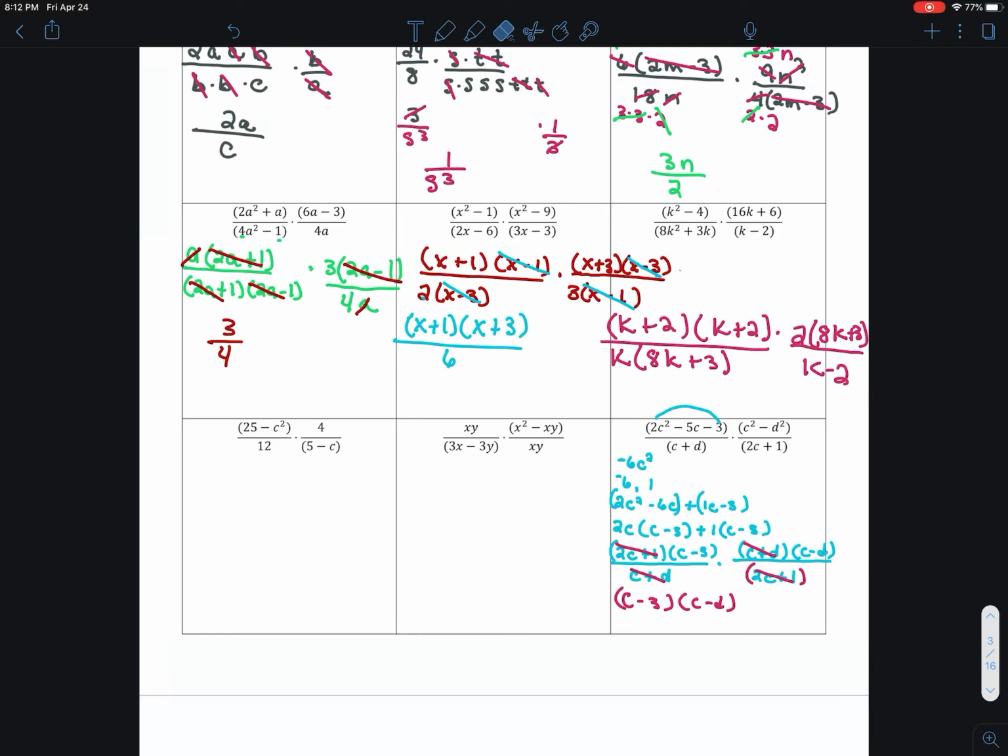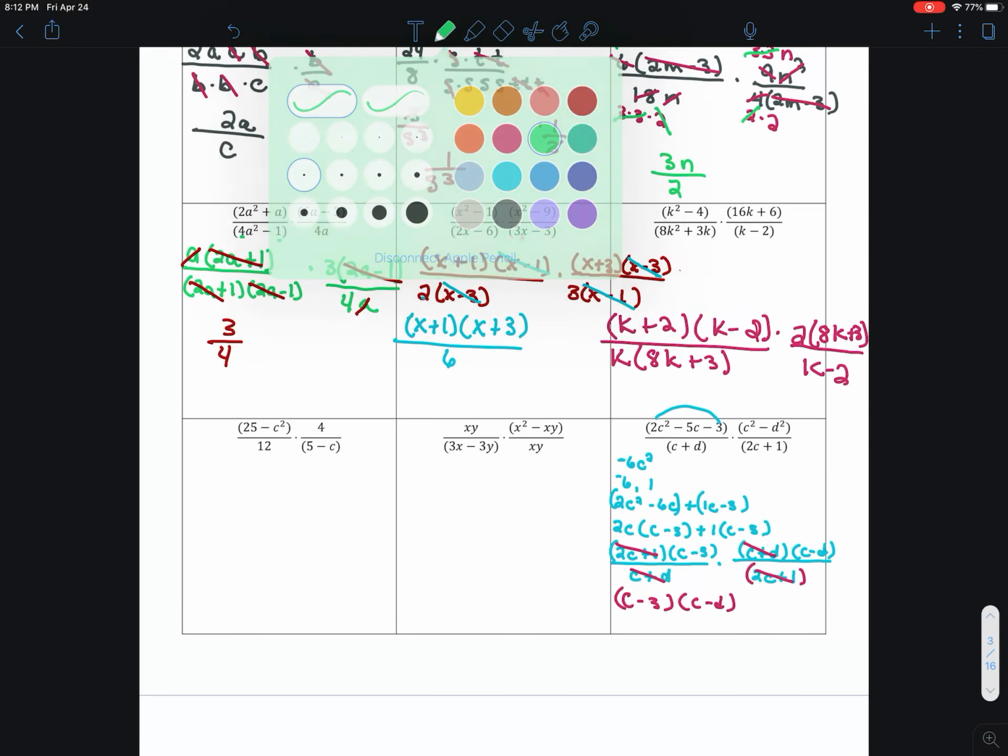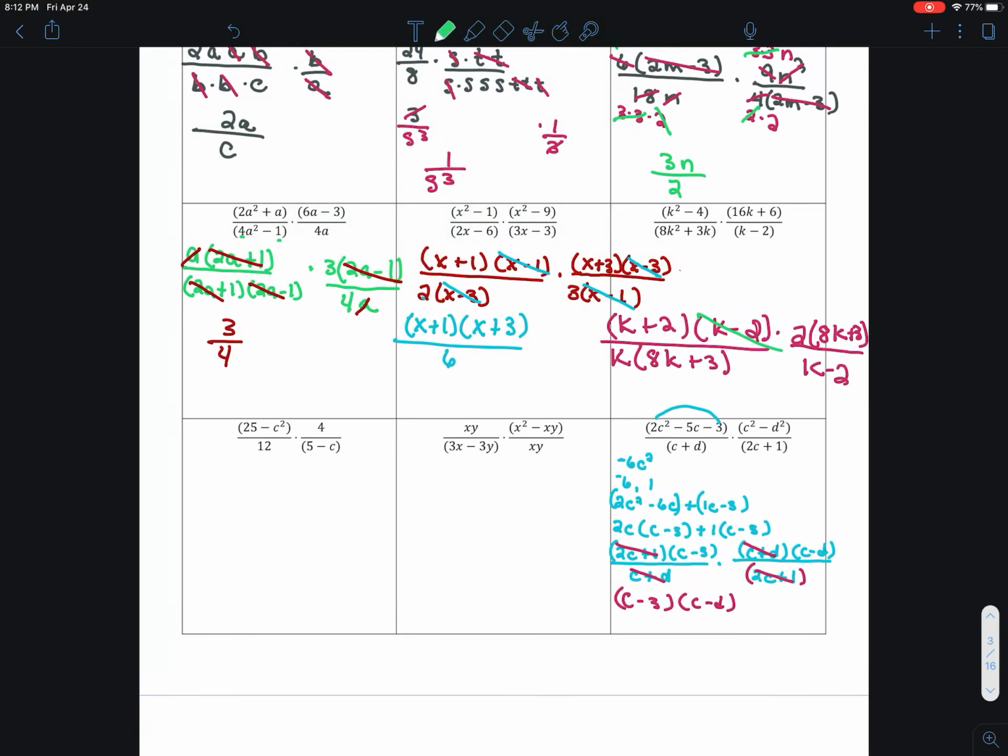Except I factored this one wrong. This one should be k plus 2, k minus 2. Alrighty, what factors out? Boom, k minus 2, 8k plus 3. And so what am I left with? K plus 2 over k. That's my final answer.